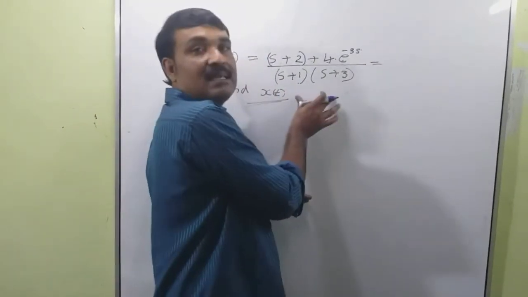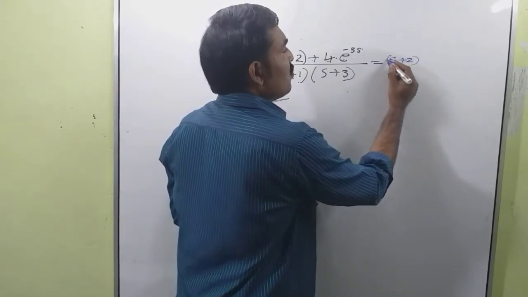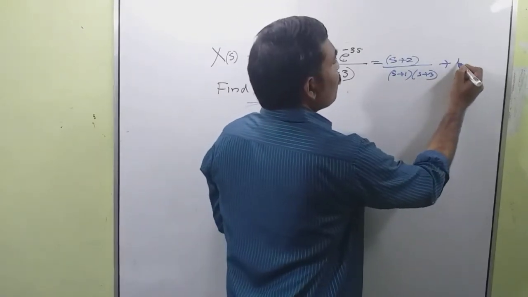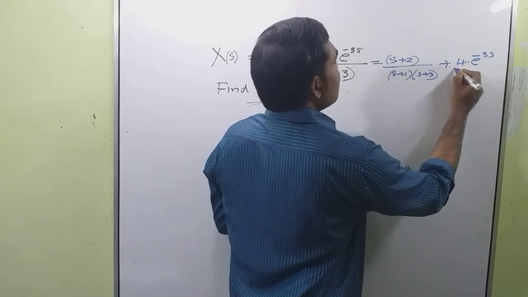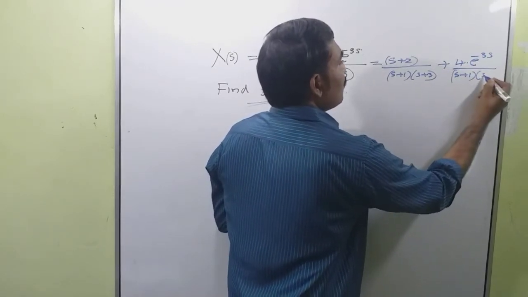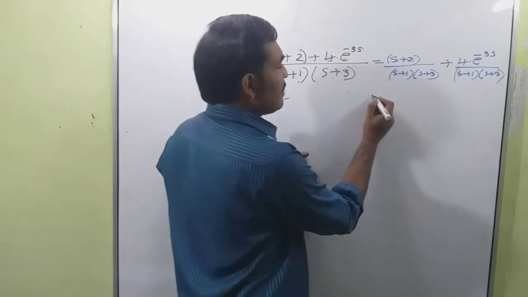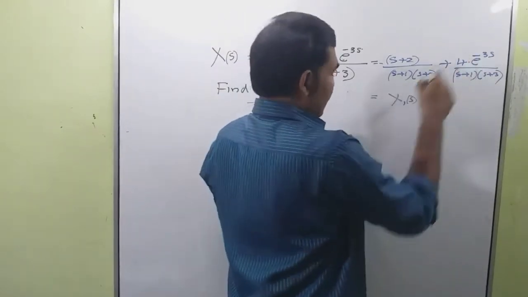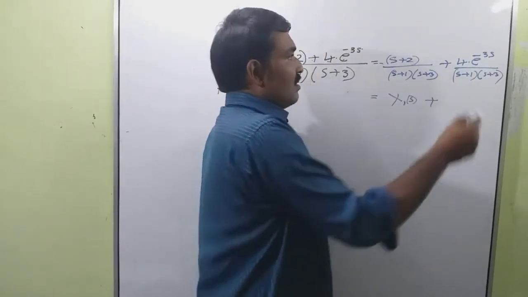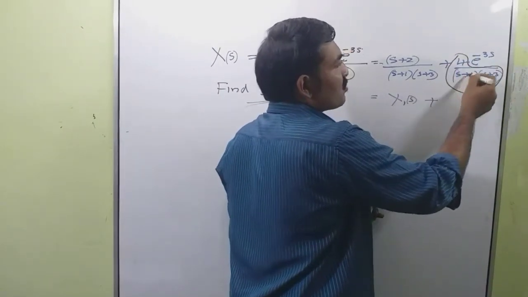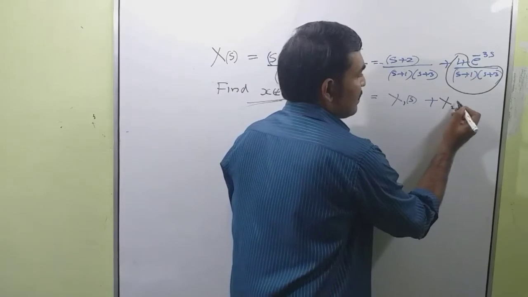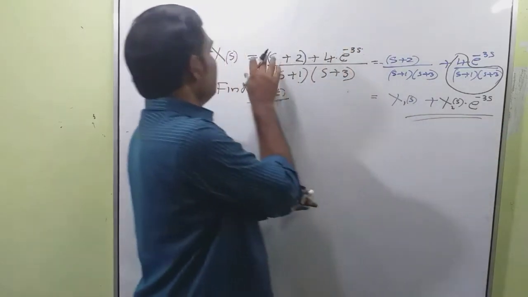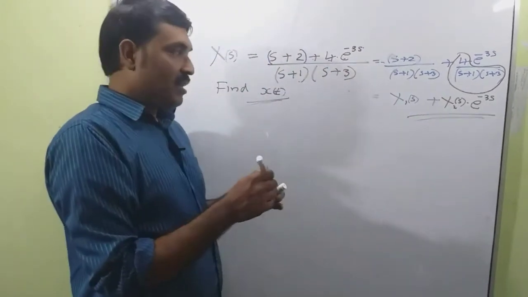Now I am going to split these terms as (s plus 2) divided by (s plus 1)(s plus 3), plus 4 times e raised to minus 3s divided by (s plus 1)(s plus 3). Okay, let the first term be X1(s), plus this term, 4 divided by (s plus 1)(s plus 3), let this be X2(s), into e raised to minus 3s. So I can write X(s) like this.